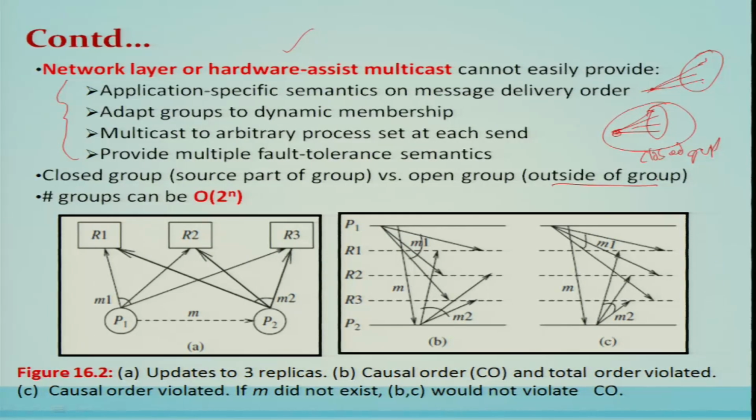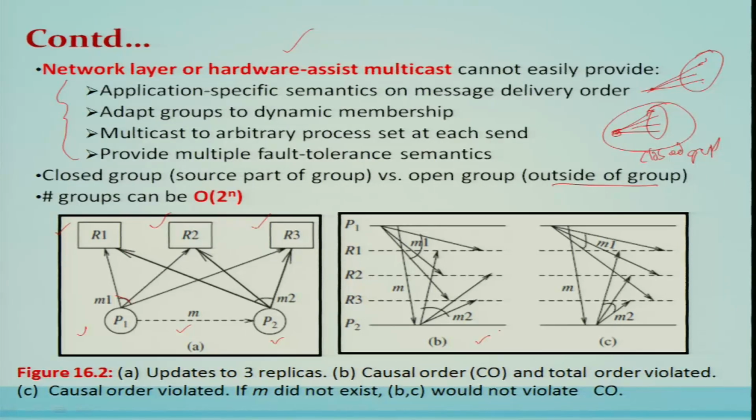So this particular example will tell you about the application specific semantics on the message delivery order. For example, there are two processes, P1 and P2. They are causally related through this particular message M, which is shown over here, and there are three sites, R1, R2, R3, which basically will maintain the replicas. So if message M1 is multicast to all R1, R2 and R3, after that, P2 multicasts another message M2 for updates on these replicas.